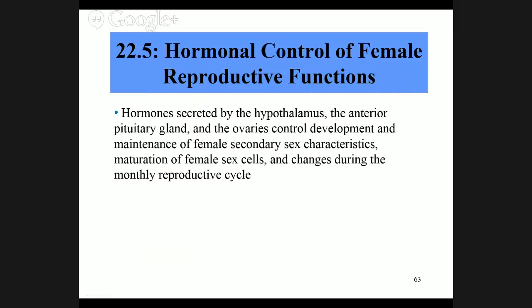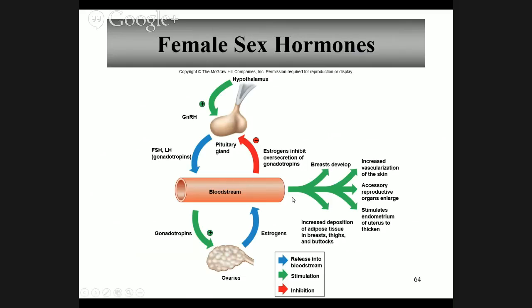So, hormonal control of female reproductive functions. Hormones are secreted by the hypothalamus, the anterior pituitary gland, and the ovaries that control the development and maintenance of female secondary sex characteristics, the maturation of female sex cells, and changes during the monthly reproductive cycle. And again, we're showing the GnRH from the hypothalamus to the pituitary, the follicle-stimulating hormone, the luteinizing hormone, the gonadotropins, into the ovaries. Estrogens are released in the bloodstream.